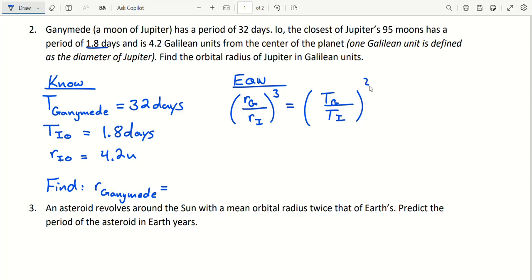It's squared. Okay. Mathematically, the only thing that I would be worried about you getting wrong, and I'm just going to preface this before you guys do the problem. If you were looking at this, what gets cubed over here? Everything. So meaning RG and RI. What gets squared over here? Everything, meaning TG and TI.